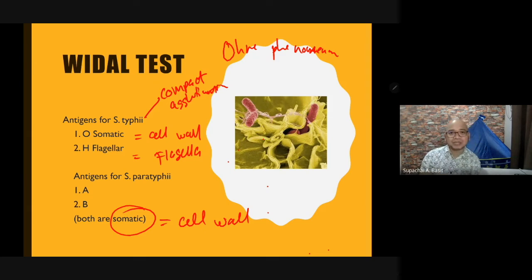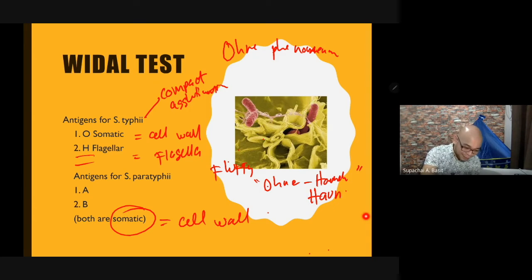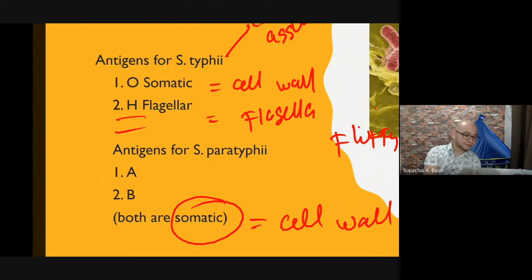So compact agglutination. H antigen is characterized by fluffy agglutination, and it is known as the on-haunch phenomenon. Let me write it legibly. On-haunch phenomenon. Okay?